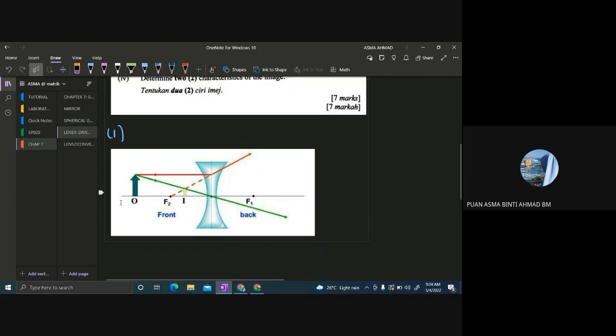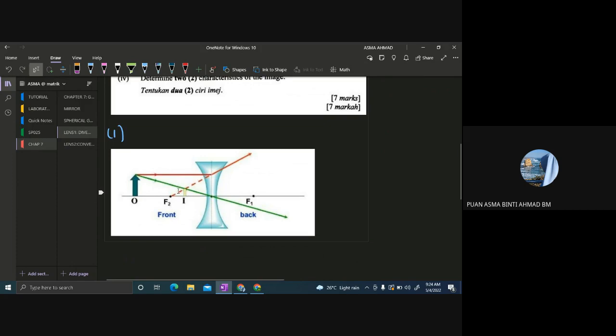For the first ray, I choose from the top of the object, parallel to the principal axis, and it diverges after passing through the lens. You must draw the arrow for the incident ray and the refracted ray. And then for the second ray, I choose from the top of the object and pass through the center of the lens. The intersection point between these two rays is the position of the image formed.